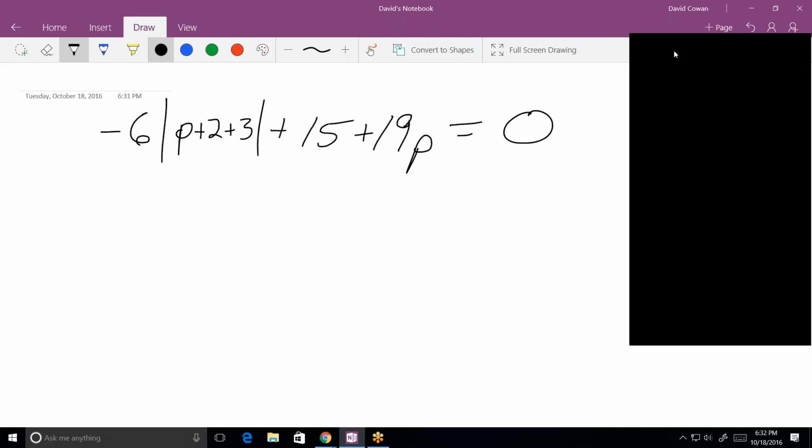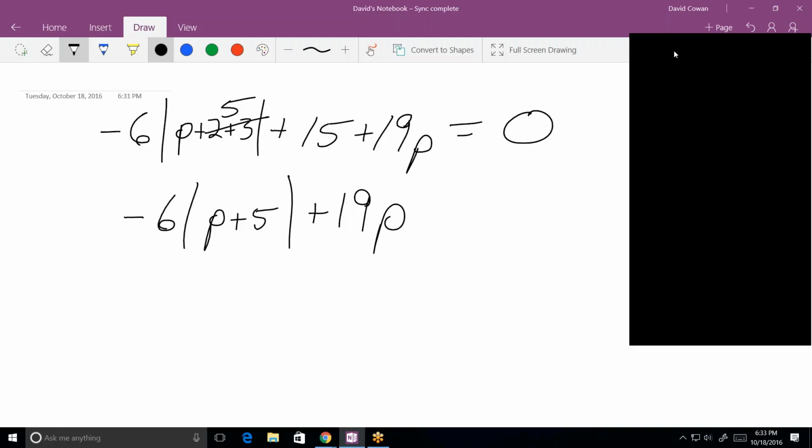So could we start by subtracting the 15? Yeah, we can. But let's simplify it. Is this correct, what I've written in the absolute value? Yeah. So I can certainly do that, right? So now I have minus 6 times the absolute value of p plus 5 and plus 19p, and I'm going to make it all equal to minus 15. So I subtracted 15 from both sides and I added the 2 and the 3 together.